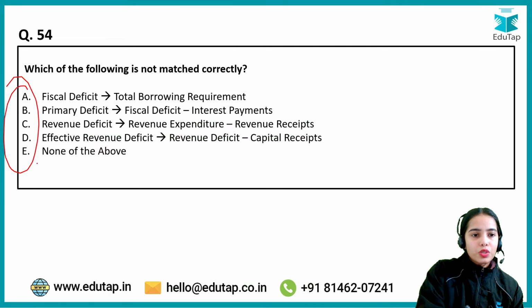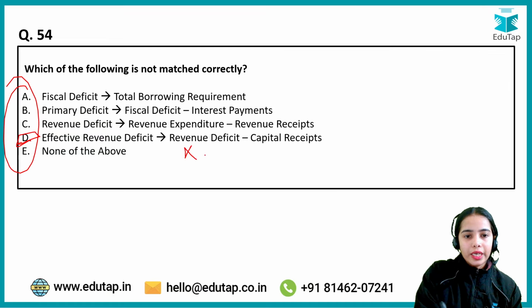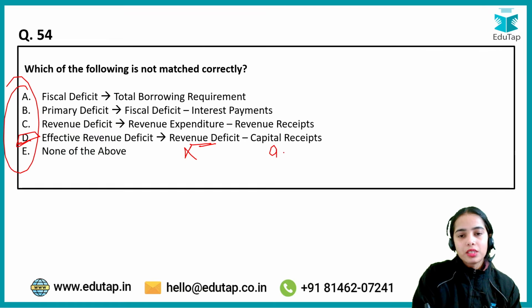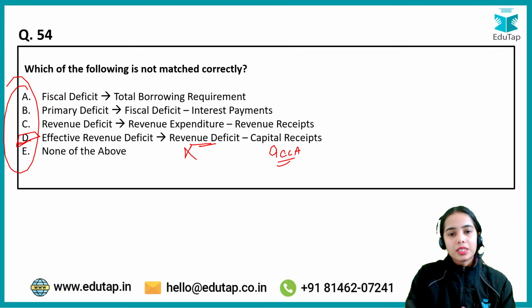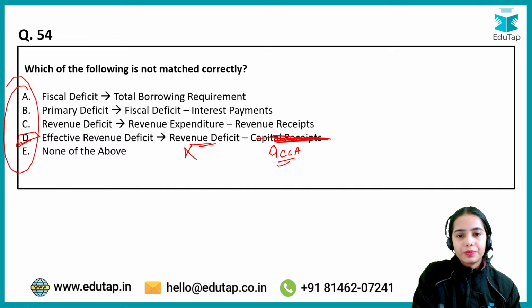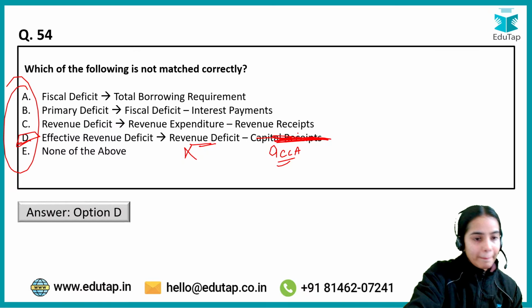So E is the answer because it is not correct. Revenue deficit minus grants for the creation of capital assets: these are grants that are used for the capital asset, not capital assets. So D is the answer.